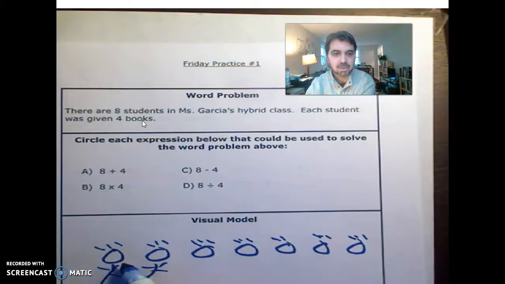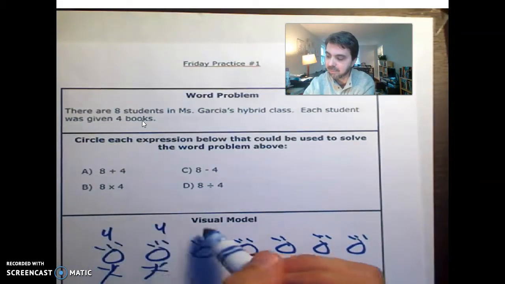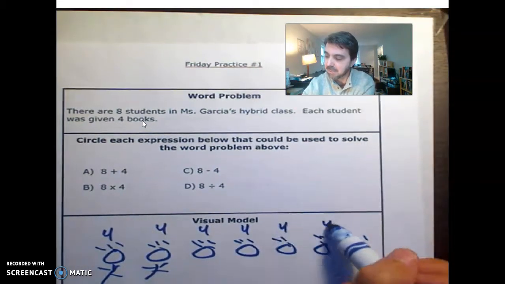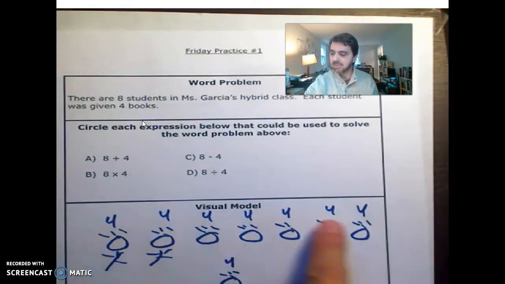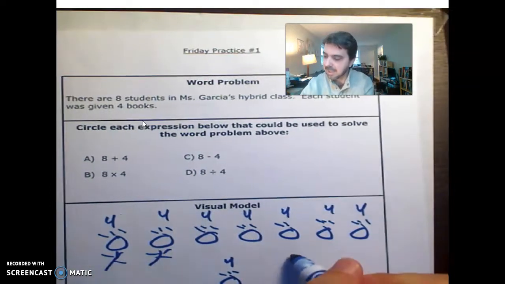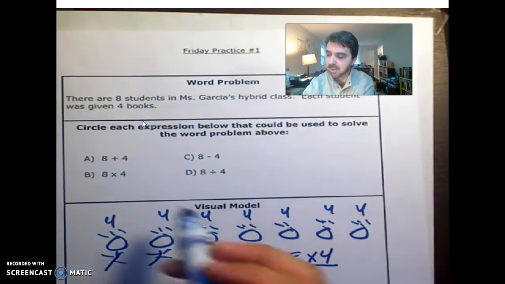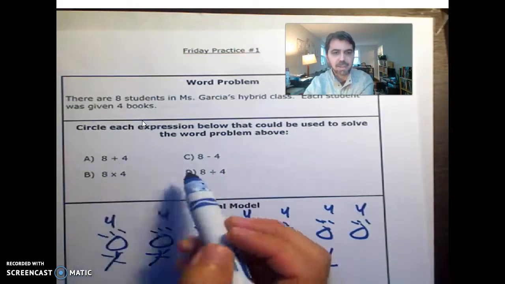And each student was given 4 books. All right, so 4, 4, 4. This feels like multiplication to me. What about you? We've got 8 kids, each with 4 books. Wouldn't that be 8 times 4? So do we have 8 times 4 up here? Yes, we do, right there.